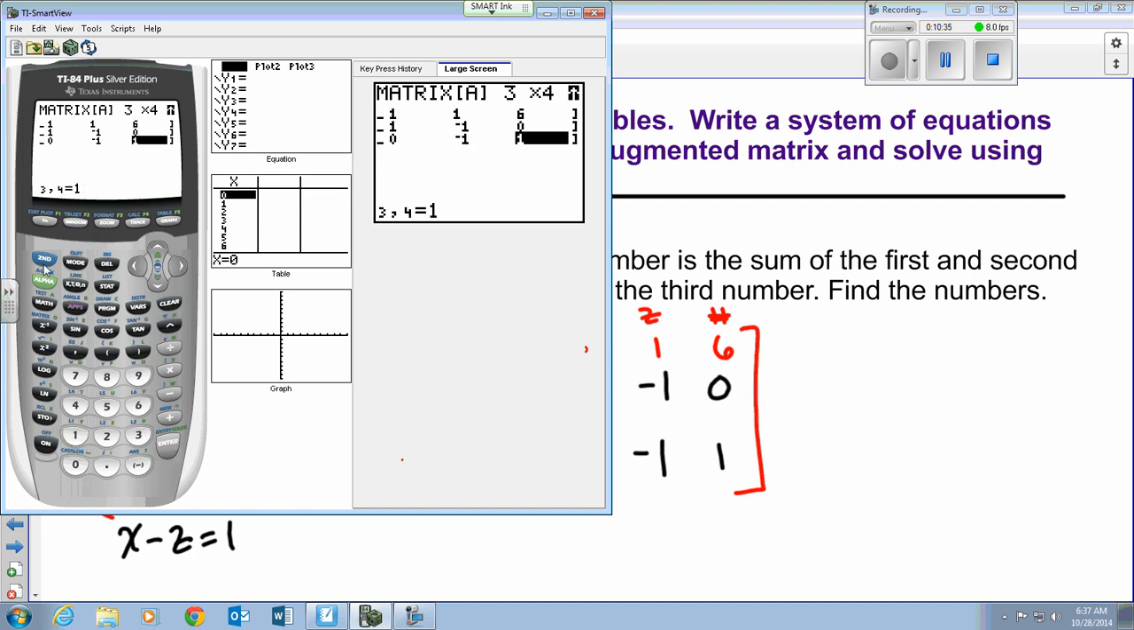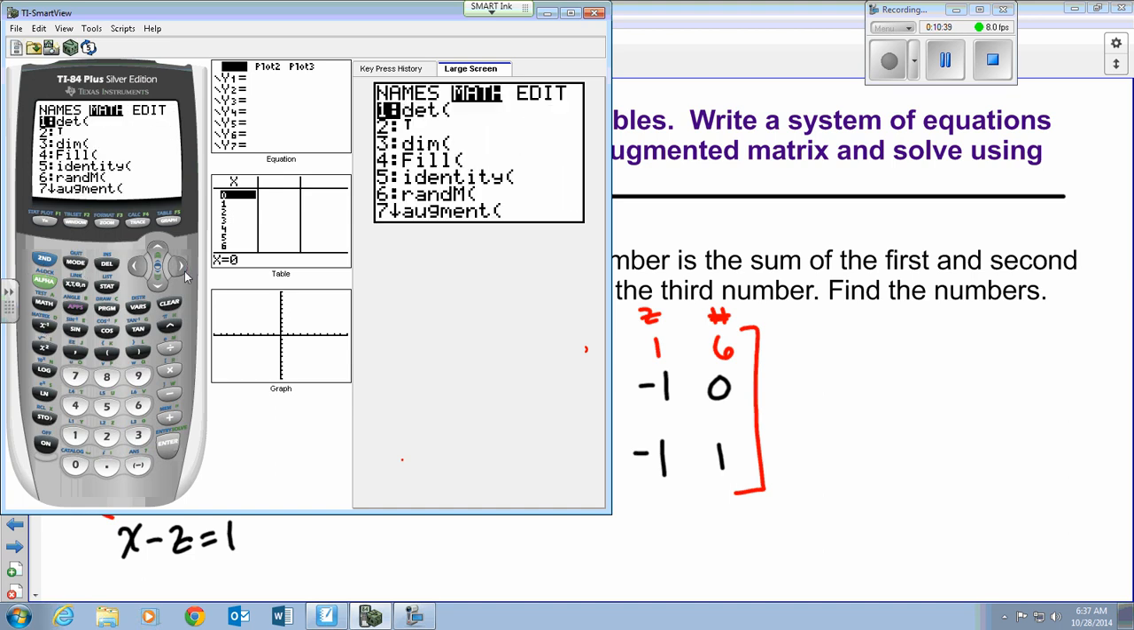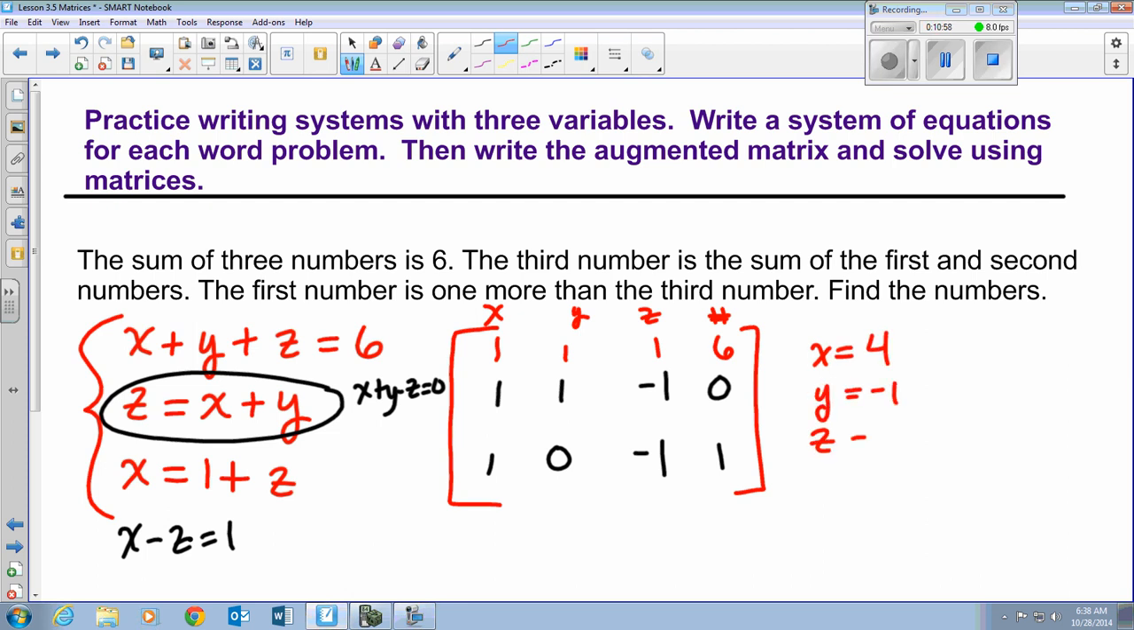I'm going to quit, go back to matrix, I'm going to do some math, I'm going to select reduced row echelon form. Oh, and my calculator froze. So when I solve this on my calculator, I get that x is 4, y is -1, and z is 3. So there is our solution to our system of equations.